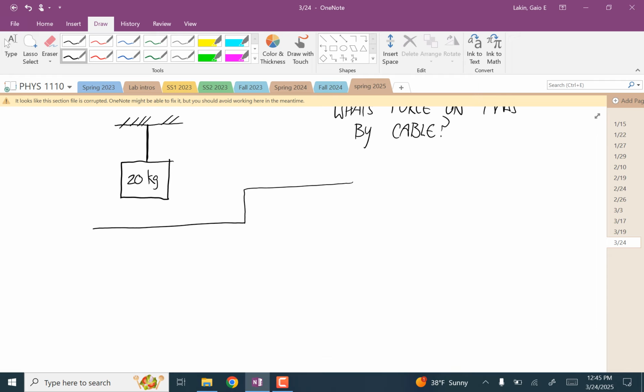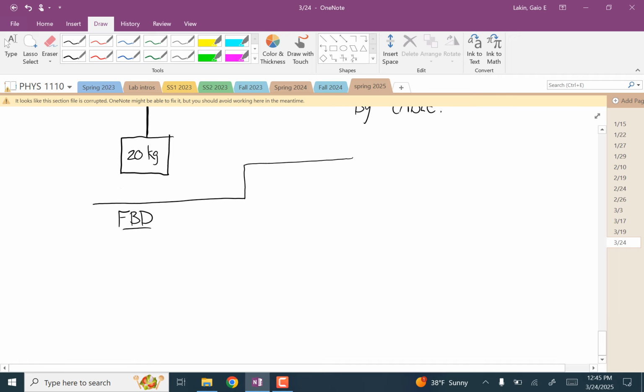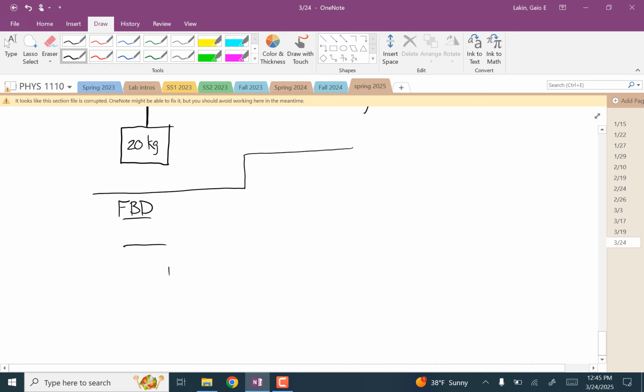Okay, so for this one, the free body diagram has a weight force. So straight down, and that's equal to 20 times 9.81. So that's 196.2. And then there's a pulling force from the cable. That's parallel to the cable away from the body. So this way.